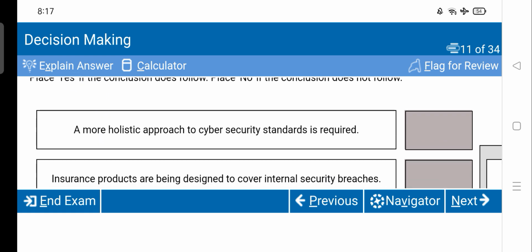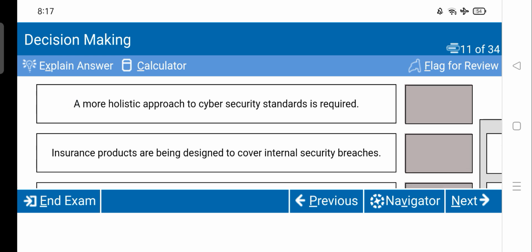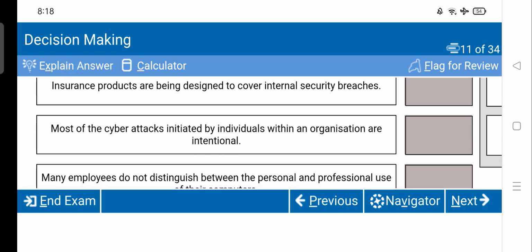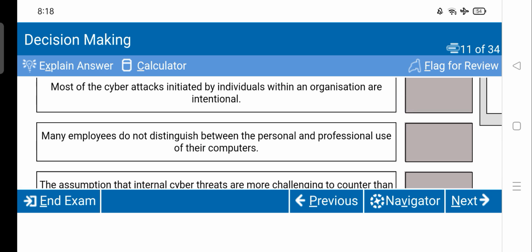A more holistic approach to cybersecurity standards is required. Insurance products are being designed to cover internal security breaches. Most of the cyber attacks initiated by individuals within an organization are intentional. Many employees do not distinguish between the personal and professional use of their computers.